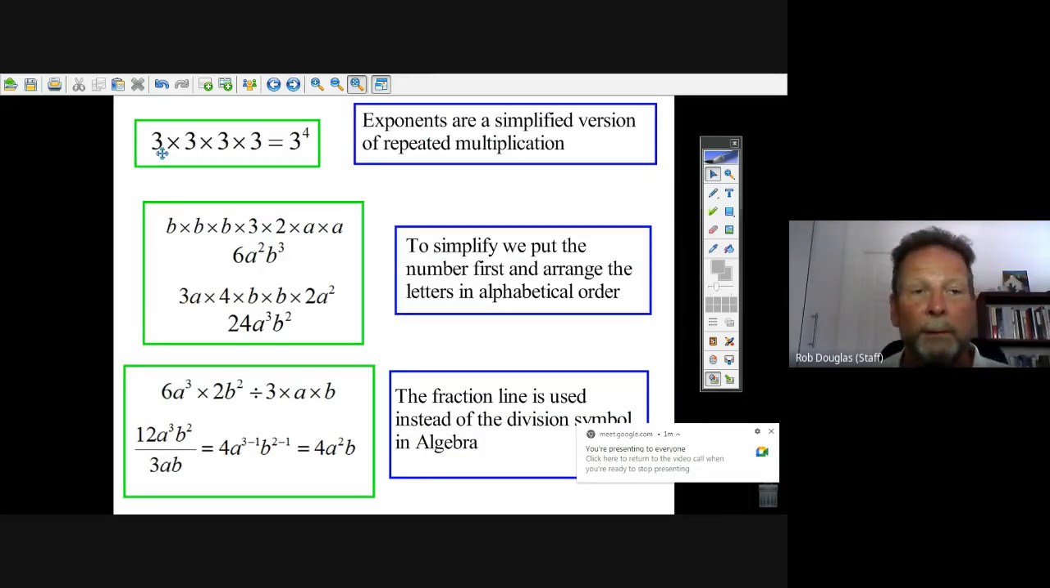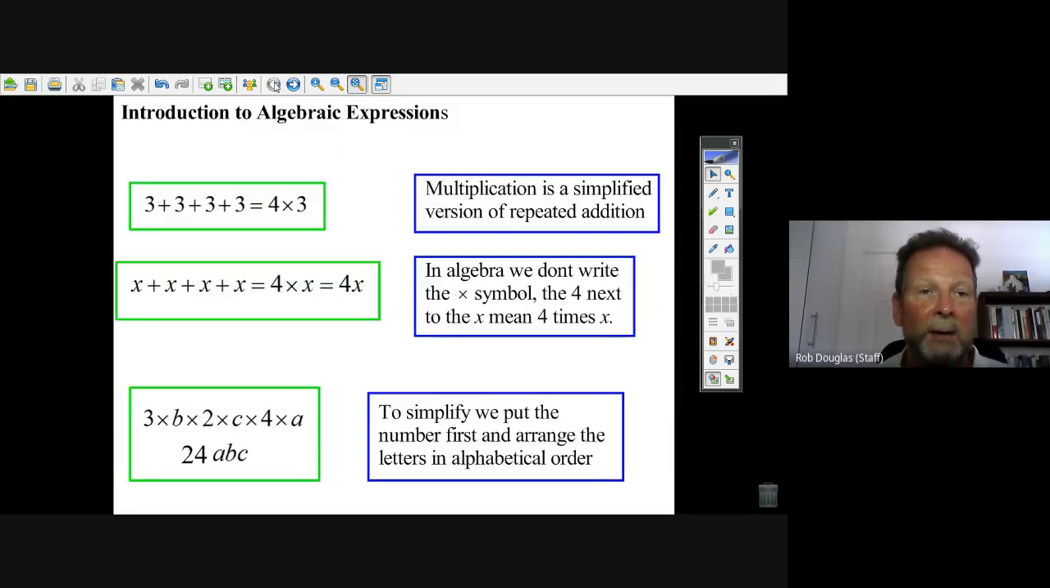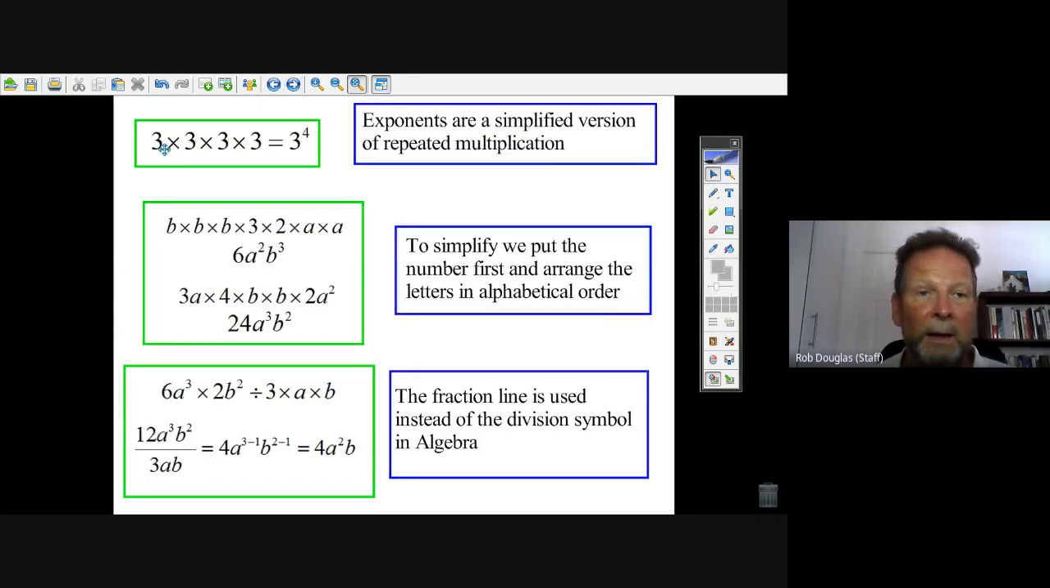When you multiply 3 times 3 times 3 times 3, what you can do, instead of writing down all those multiplications, you can use an exponent as a shorthand for multiplication. Just like multiplication is a shorthand for adding these 3s together, 3 multiplied together 4 times is 3 to the 4th power.